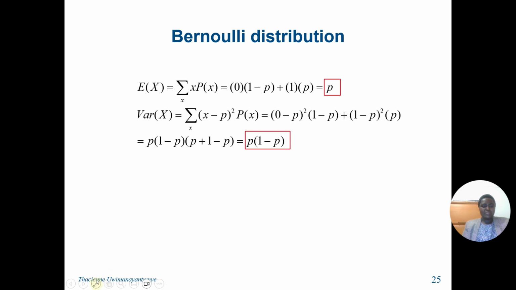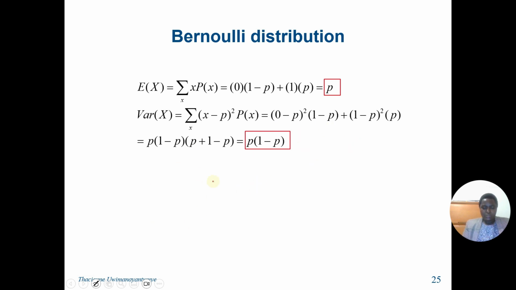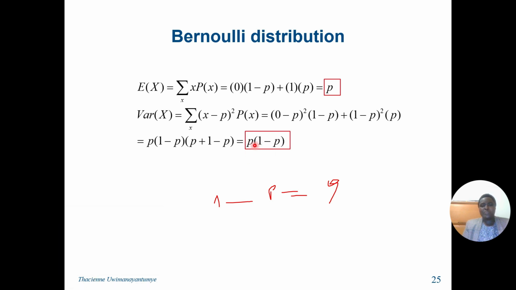Some people will choose to write the probability of failure, this 1 minus p, to be equal to q. So if they use q, then this product will be equal to p times q. So if you choose to use the probability of failure to be equal to q, then the variance will be equal to the probability p times the probability q. Yes, so that's it.